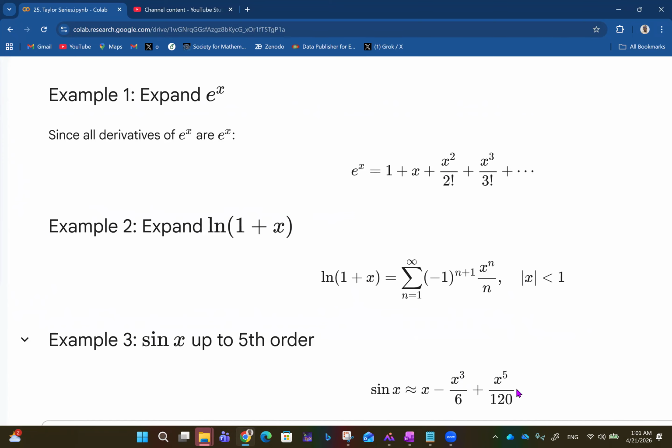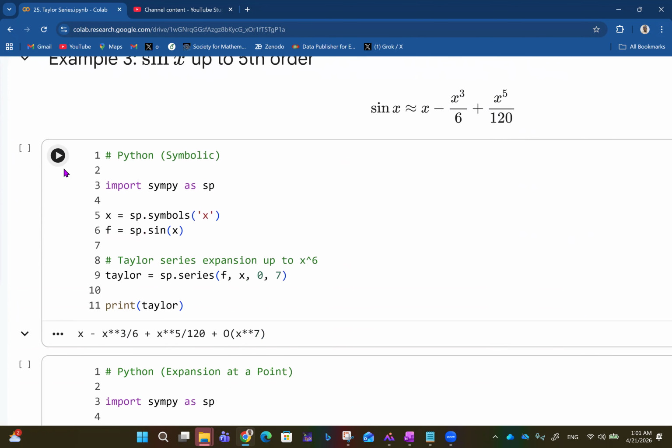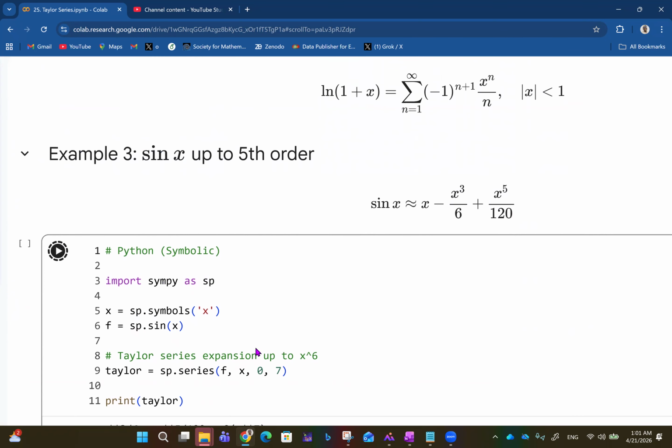That's why sine x is an odd function. And if you do it for cos, cos is an even function. So for sine x, because it is an odd function, all the even terms disappear, as you can see here. Right. So for sine x now we have this, symbolic stuff here using SymPy. So x minus x cubed over 6 plus x raised to 5 over 120 and so on and so forth.